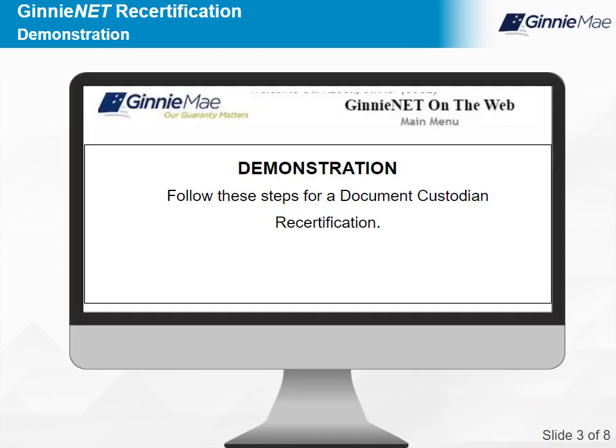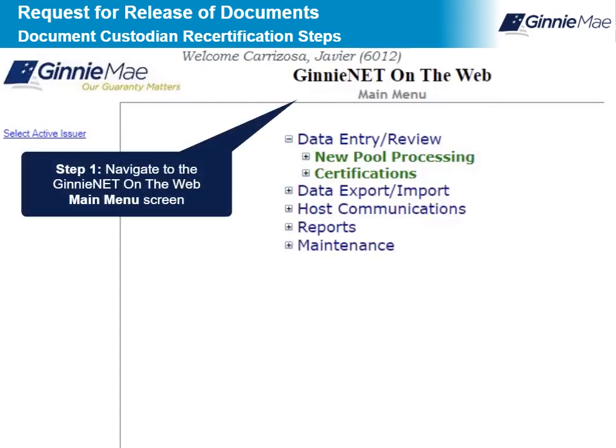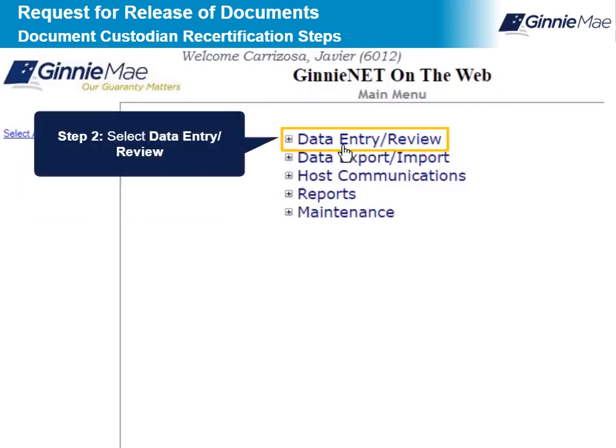Let's examine the steps for a document custodian recertification in Ginnie Net. Select Next to continue. When a pool needs to be recertified, the document custodian will receive an e-notification and must then perform the recertification. Let's look at the steps now. Step 1. Navigate to the Ginnie Net on the web main menu screen. Step 2. Select Data Entry/Review.